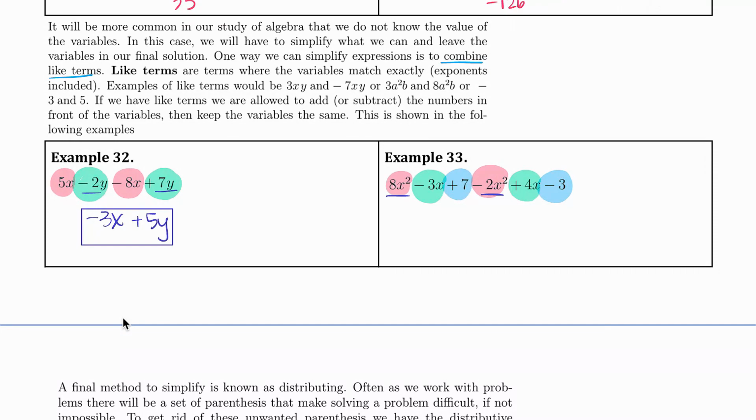8x squared minus 2x squared is 6x squared. Negative 3x plus 4x is positive 1x. 7 minus 3, positive 4. And notice right here, you could write plus 1x, or you could write just plus x. Those are equivalent values.